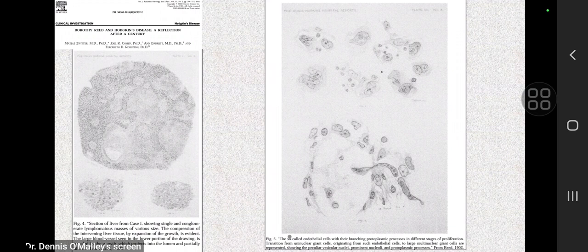And I love the fact Roberto has made this comment. Is it possible that medical student Dorothy Reed had a mentor like Jeff Medeiros who suggested, why don't you report these cells I've been noticing? And I think that that's probably exactly the case.